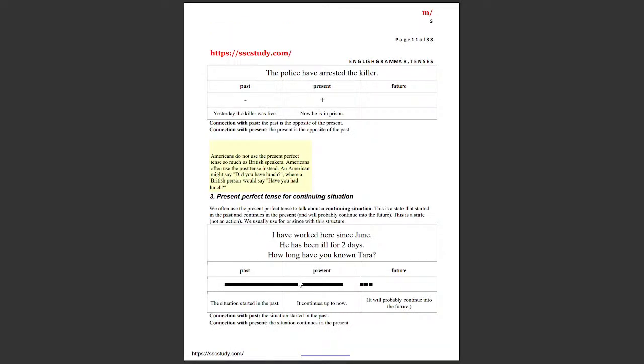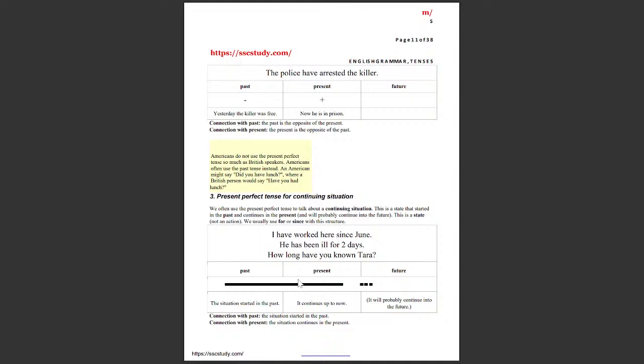And the police have arrested the killer. The police might have arrested the killer yesterday, or he might have been arrested just now. We don't know, right? Yesterday the killer was free. Now he is in prison. So there is a connection with the past. The past is the opposite of the present. Quickly, I just want to mention a bit of difference.